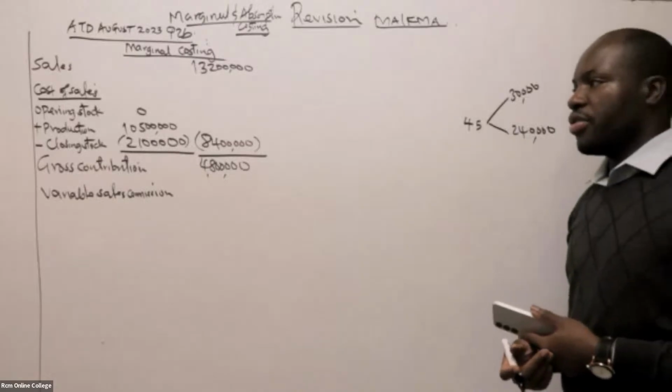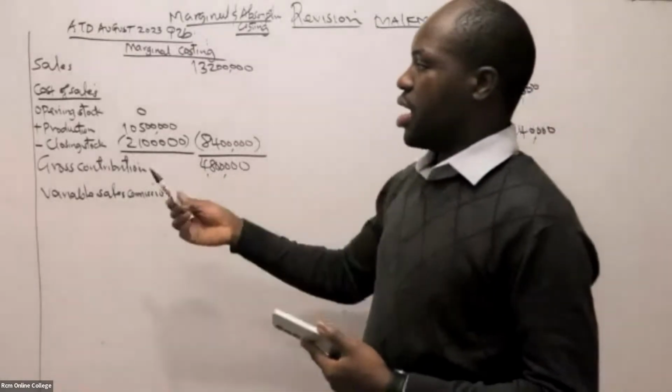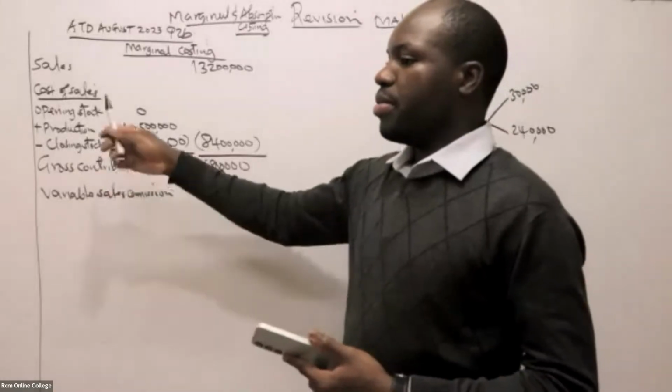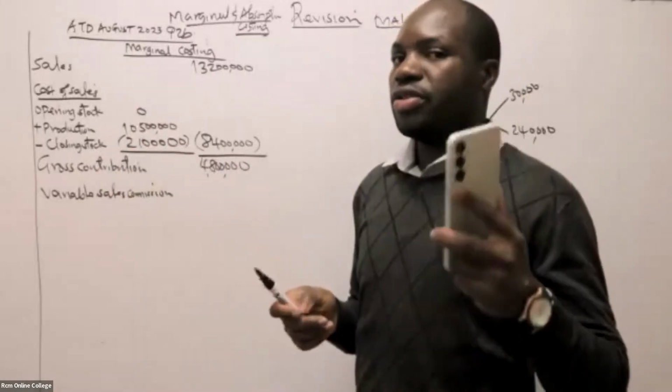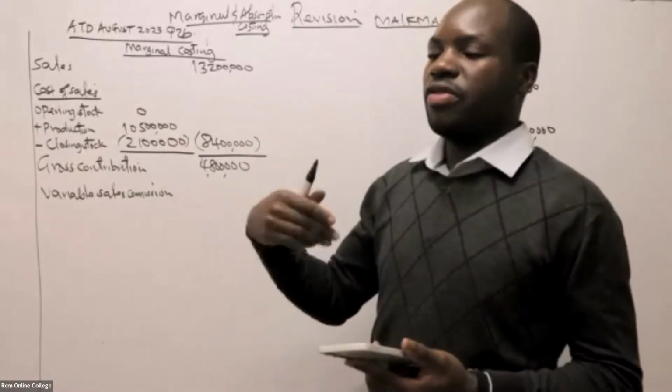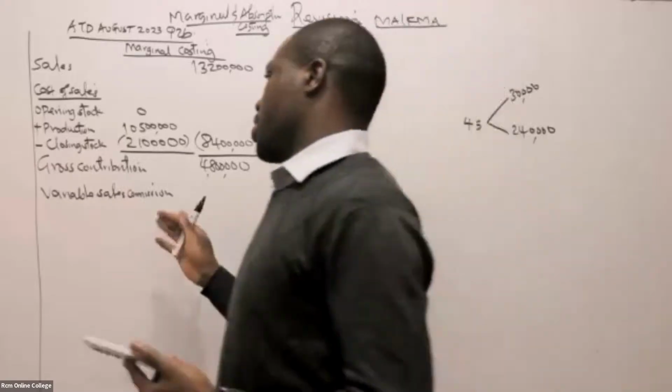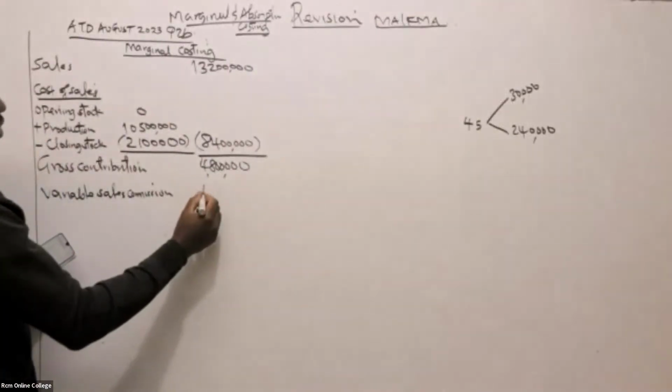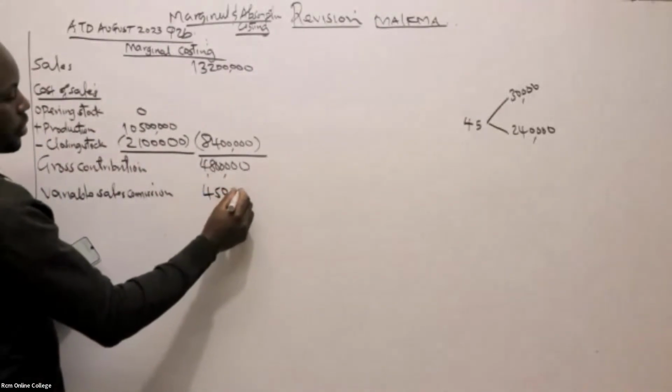Some people normally confuse and do it with the units produced. Remember, the sales commission is dependent on the number of units that were sold, and therefore we base it on the number of units that were sold. So that will give us 450,000. In this case, we just need to copy and paste it here.